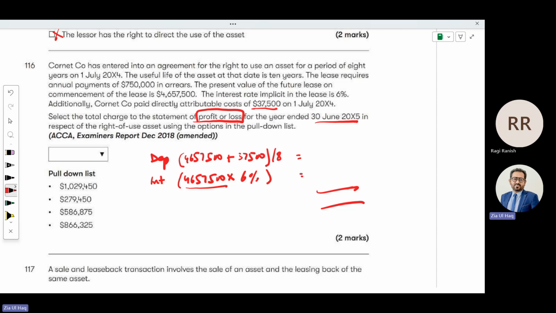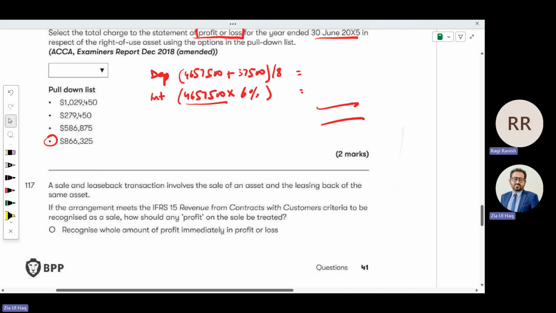Because there is an 8-year life. Enter into an agreement for the right to use an asset for a period of 8 years, a shorter period. The useful life of the asset at the date is 10 years. The lease requires annual payment. The present value of the future lease payments on commencement of the lease is this. The internal rate is this, and attributable costs are this. There is no information, so what will we use? The shorter period. Last option, Option D. Okay, 117, please.